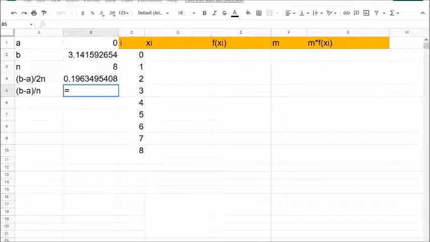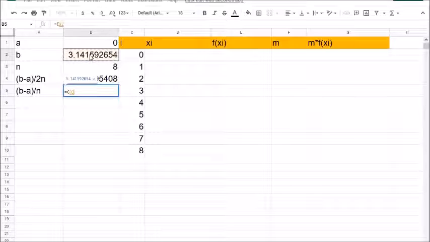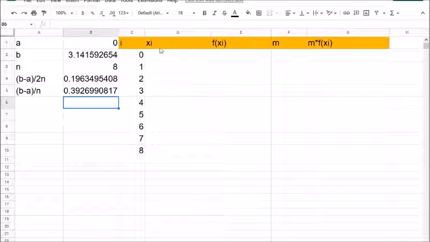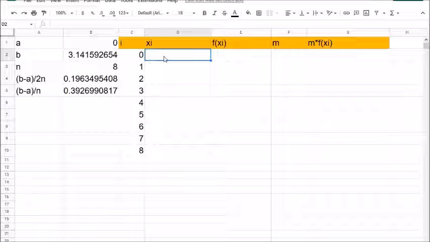And then next we need to calculate b minus a, so b is B2, and then a is B1, and then dividing by n, which is B3. And then for the x of i's, we will go from x of 0 all the way up to x of 8. And so the first one is 0.